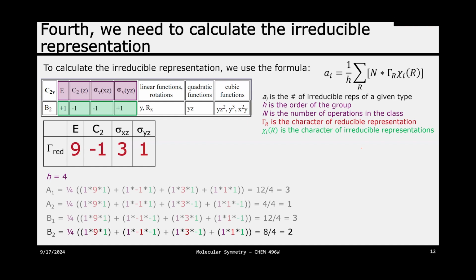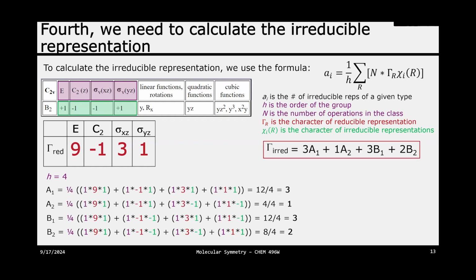So this is how we calculate the irreducible representation. To represent the irreducible representation, we take the number and what it matches to on our table. So for the first one, we got 3, and that was for an A1 row. So we have 3A1. And then we go down and do the rest. So 1 A2, 3 B1, and 2 B2.